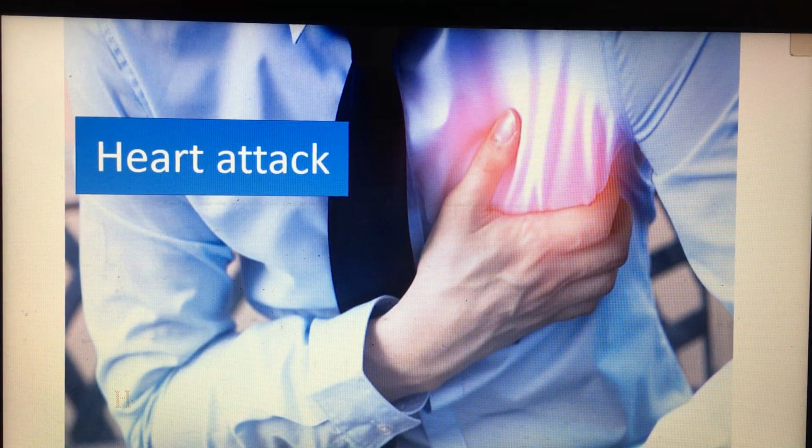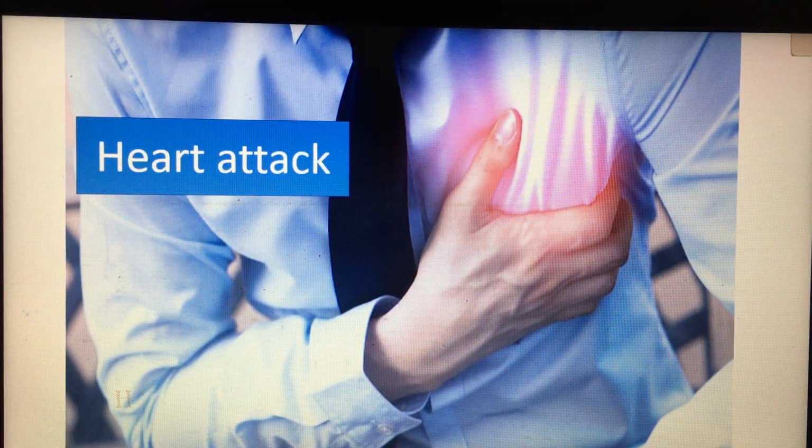So when the arteries and veins are blocked with fat, the blood cannot pass and cannot flow to our body, and that will cause a heart attack. So we mustn't eat too many fatty foods to avoid a heart attack. We can protect our heart by eating the right foods and also exercising.